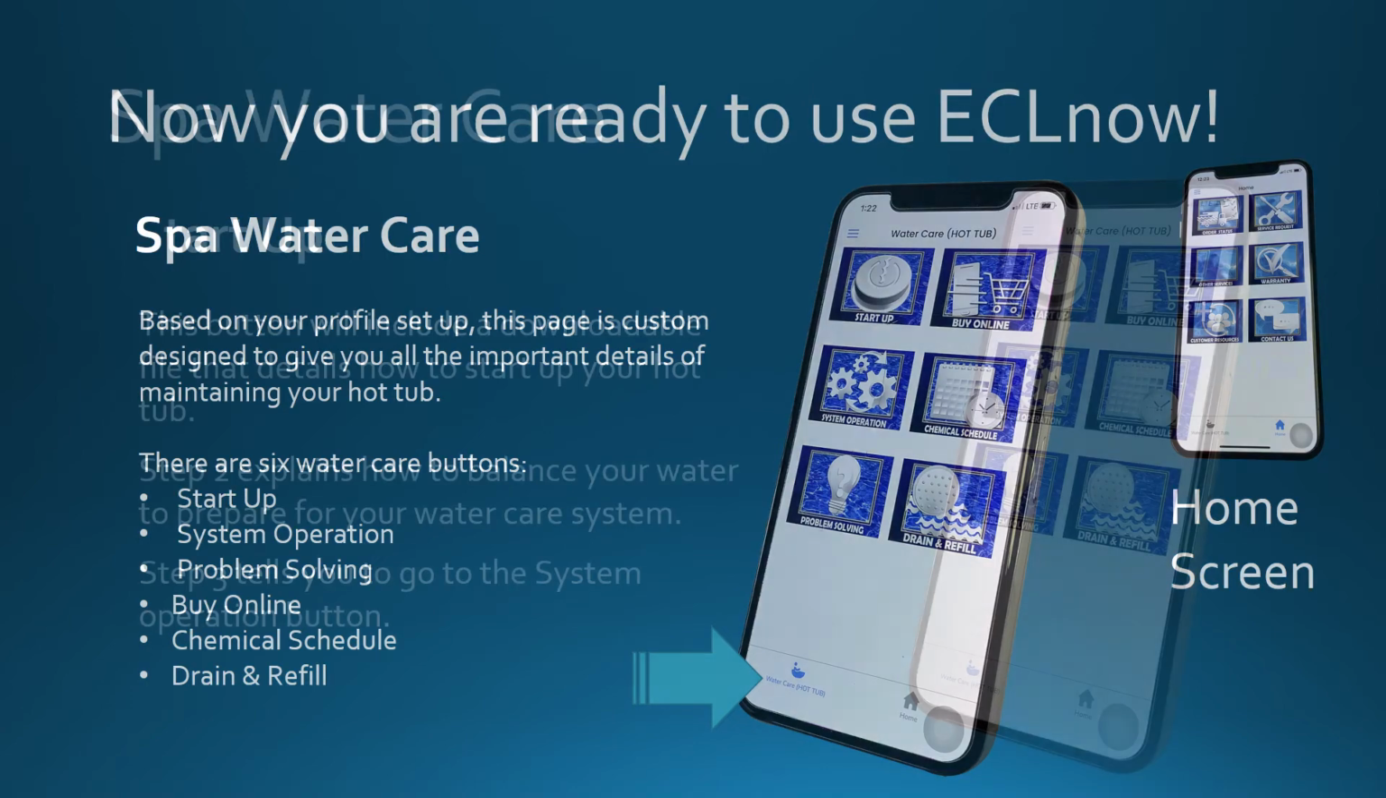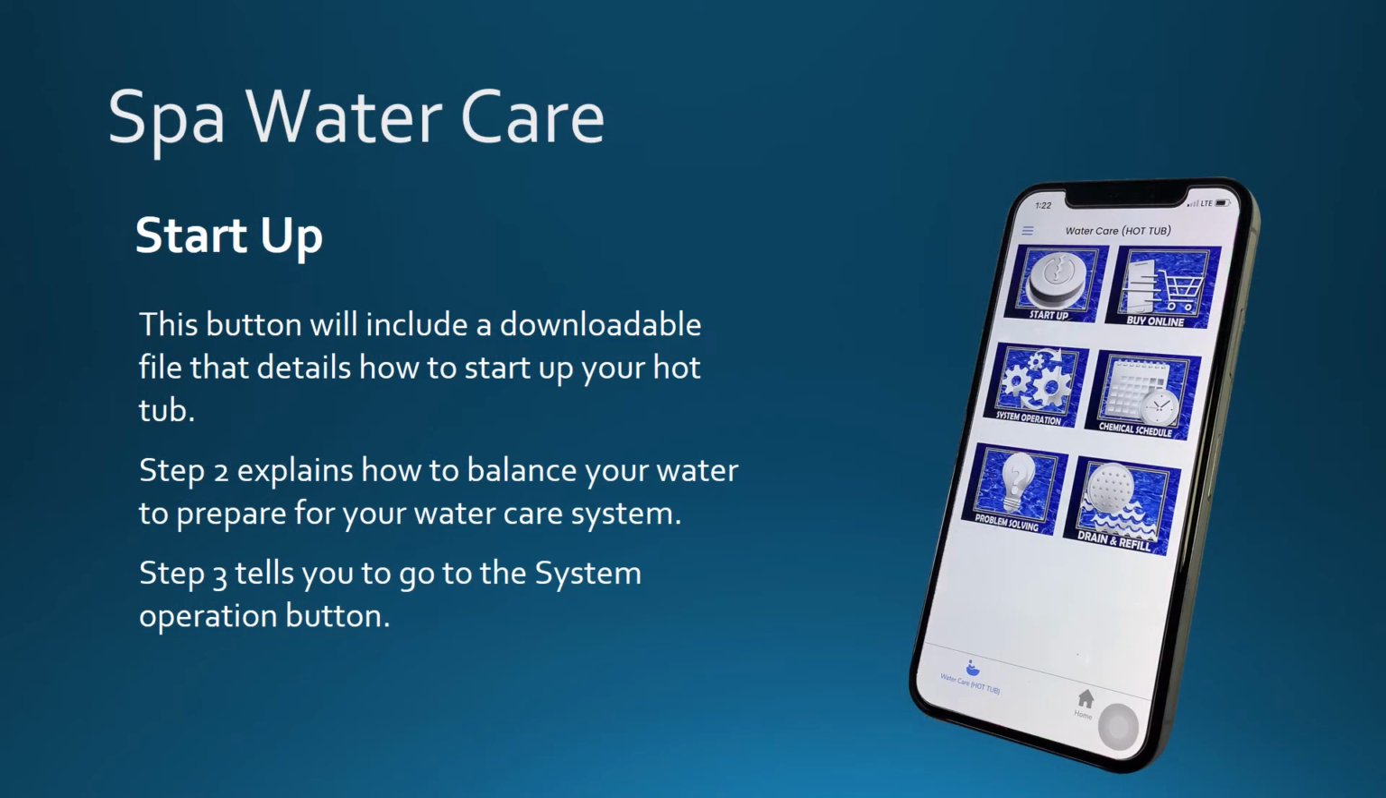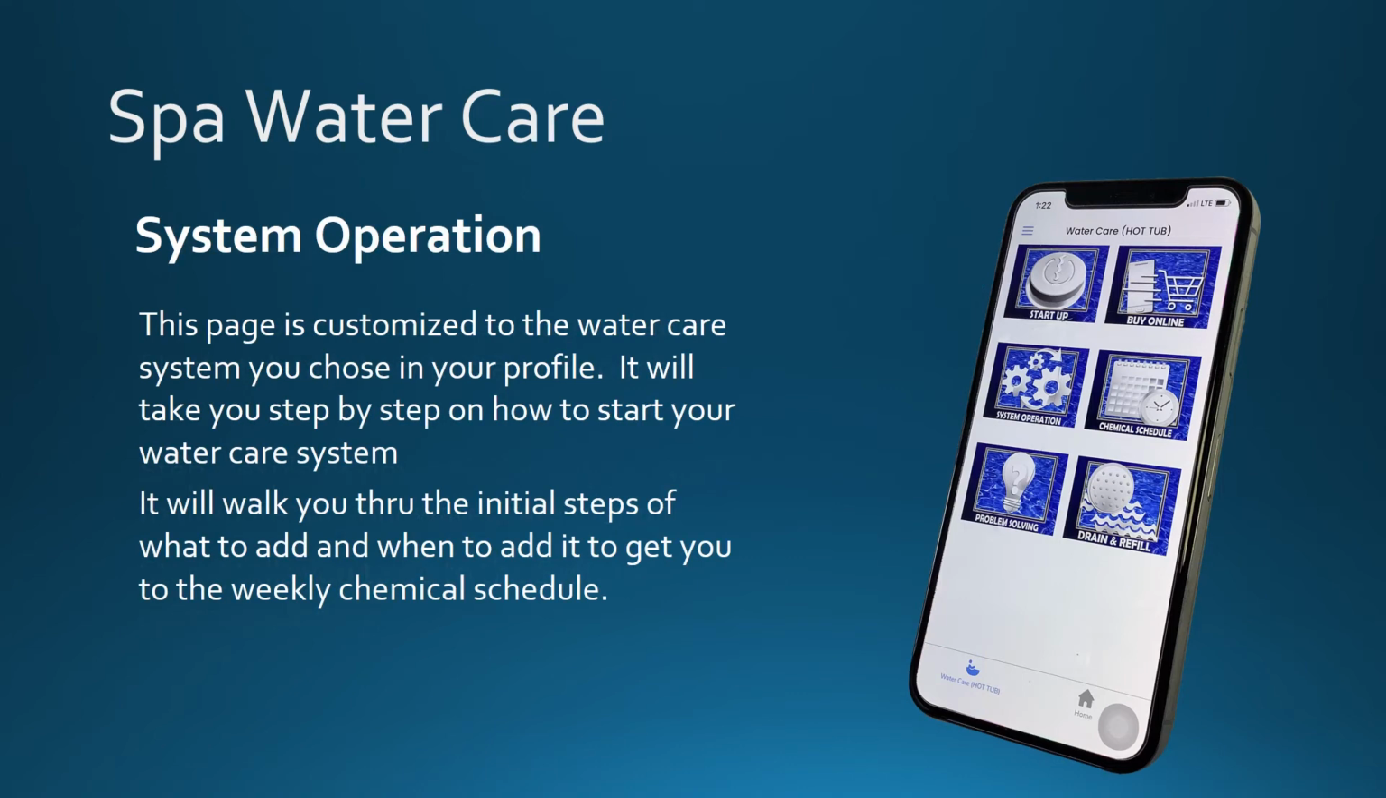There are 6 water care buttons. The Startup button will include a downloadable file that details how to start up your hot tub. A pool profile will also explain how to open your pool. Next, you can go to the Systems Operation button. This is customized to the water care system chosen and the size of your pool. It will talk you through the process.